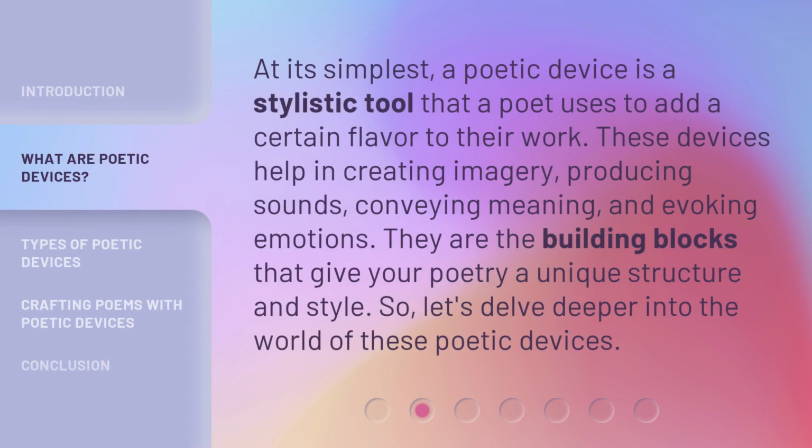At its simplest, a poetic device is a stylistic tool that a poet uses to add a certain flavor to their work. These devices help in creating imagery, producing sounds, conveying meaning, and evoking emotions. They are the building blocks that give your poetry a unique structure and style. So, let's delve deeper into the world of these poetic devices.